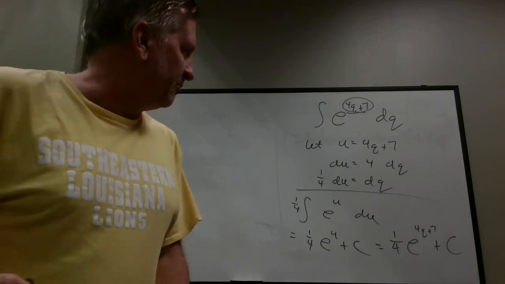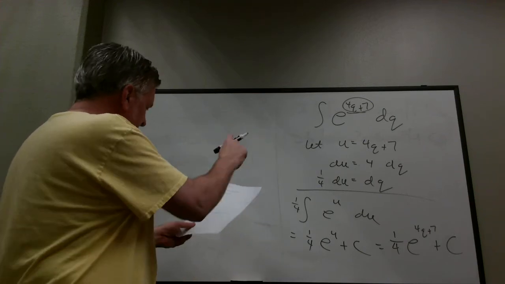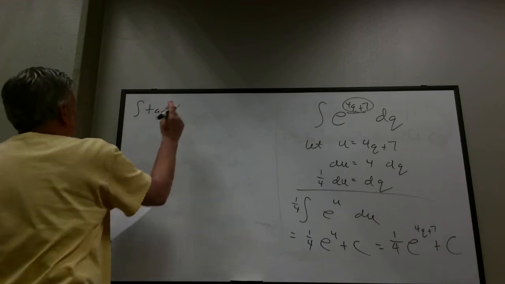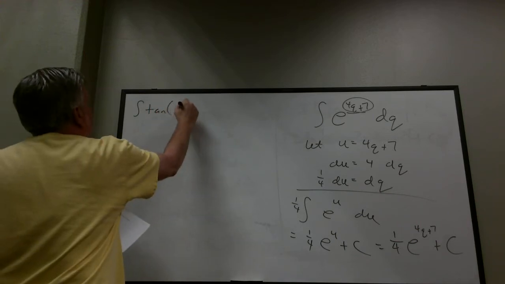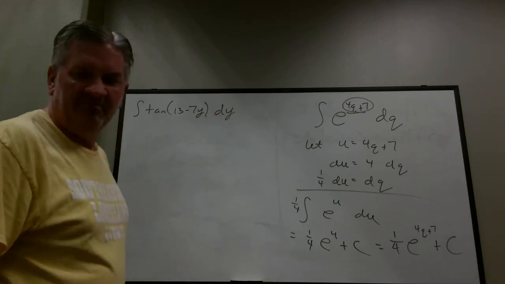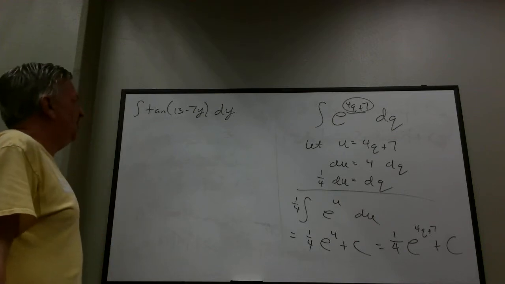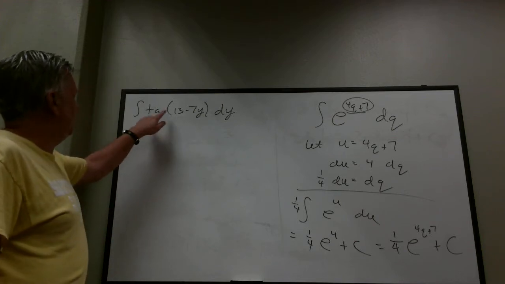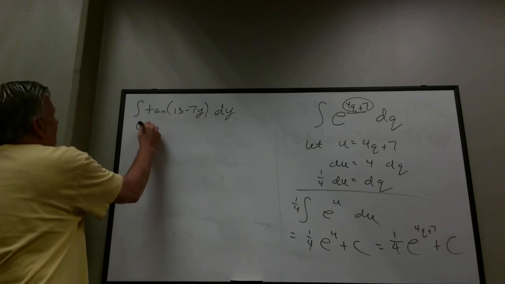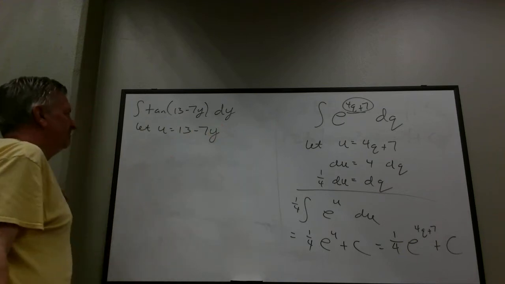Okay, I'm going to try to leave that up here because I want to look at this problem we just did and the next one and see where we are. Let's do the integral of tangent of 13 minus 7y dy. Okay. Again, this is not a straight integration problem because it's tan of stuff, not just tan of x. So let's let u be 13 minus 7y.